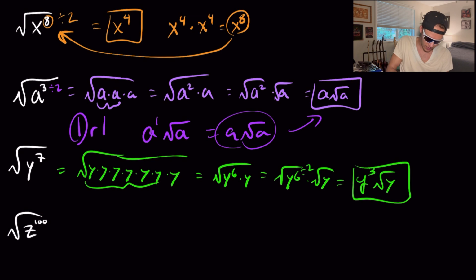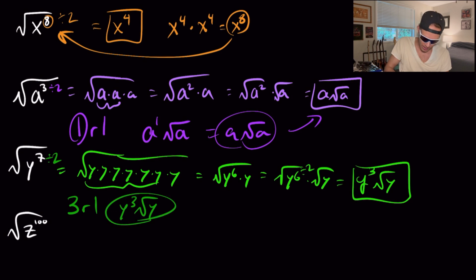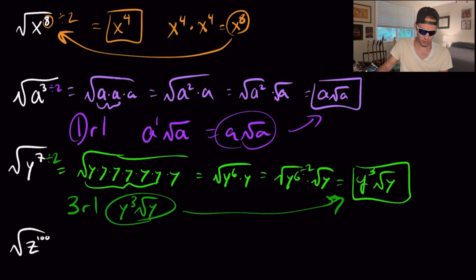Or you can just take that odd number exponent, divide it by 2 anyway, right? 7 divided by 2 is going to be 3 with a remainder of 1, so that means we're going to have y to the 3rd, and then the remainder of 1 just says, hey, throw another square root of whatever variable you had. Same exact thing as we got the previous way. The square root of z to the 100th power, right? It's an even number, so just divide it by 2 and be done with it. 100 divided by 2 is 50, so our answer is z to the 50th.